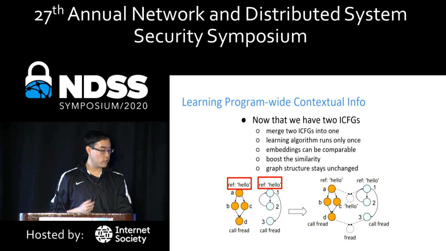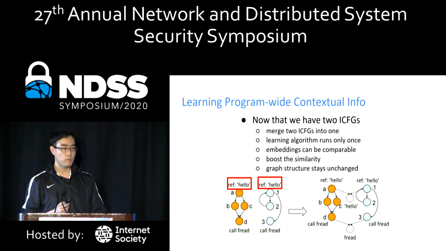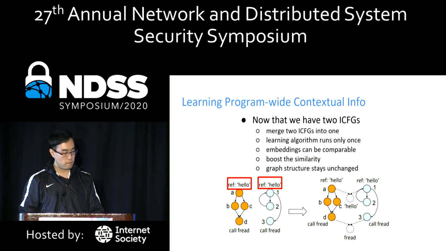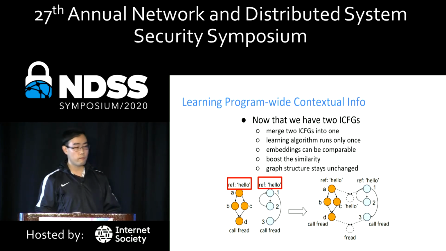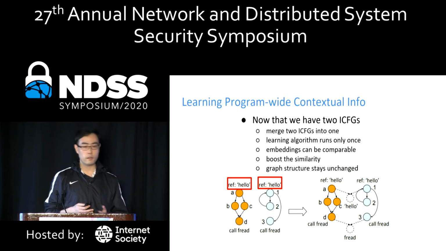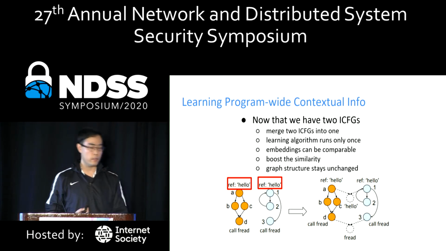Think about the example like this. In node A and 1, they all refer to the same unique string, hello. So we know that very likely these two basic blocks should match. But the string reference is just one of the instructions within the basic block. There could be 10. So how do we boost the similarity?